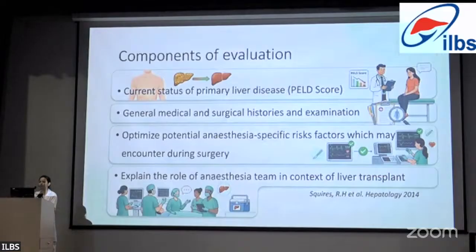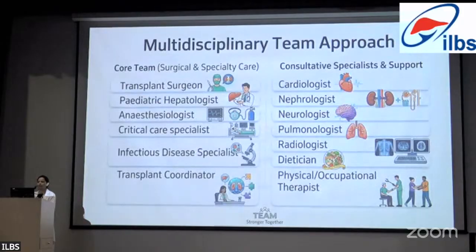Now, the current objectives are to assess general medical and surgical histories and examination, to optimize potential anesthesia-specific risk factors which we encounter during surgery, and to explain the role of the anesthesia team in the context of liver transplant. It's a multidisciplinary team approach comprising transplant surgeon, pediatric hepatologist, anesthesiologist, critical care specialist, ID specialist, and transplant coordinator, with support from various specialties like cardiology, nephrology, neurology, pulmonology, radiology, dietitian, and occupational therapist.